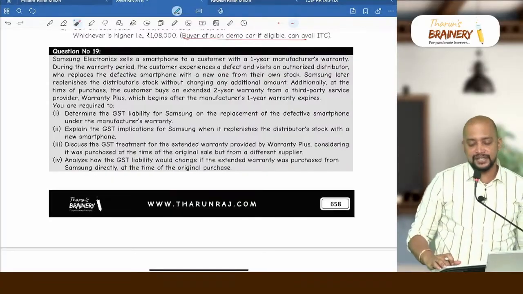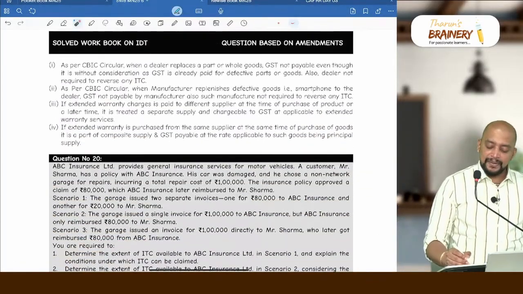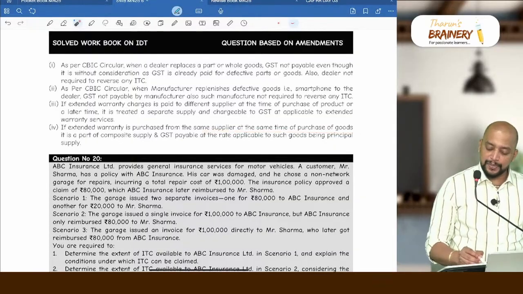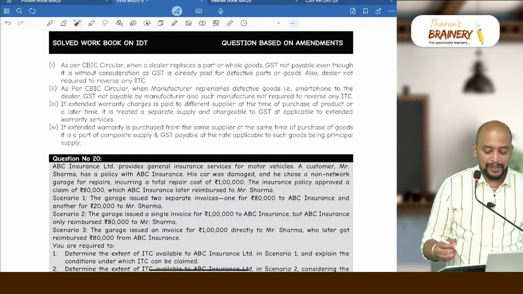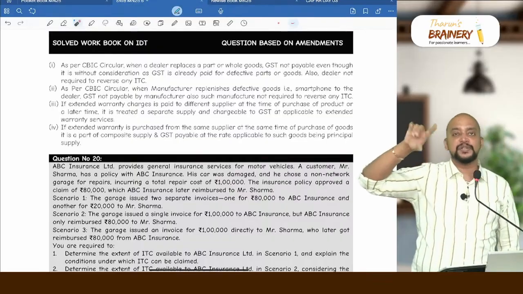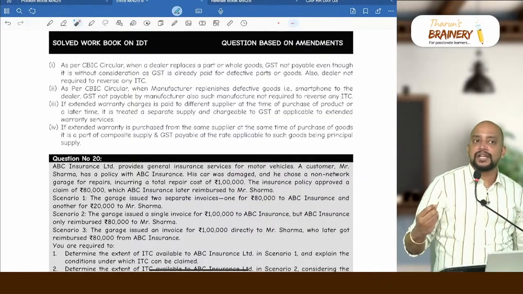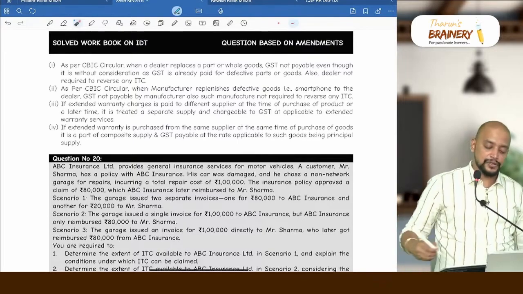Analyze how the GST liability would change if the extended warranty was purchased from Samsung directly at the time of original purchase. Then it will be treated as composite supply. From the same supplier at the same time of purchase, it is part of composite supply, and GST is payable at the rate applicable to the principal supply. What is the principal supply here? That smartphone. Whatever is the rate applicable to the smartphone, that will be applicable even on the warranty charges also.